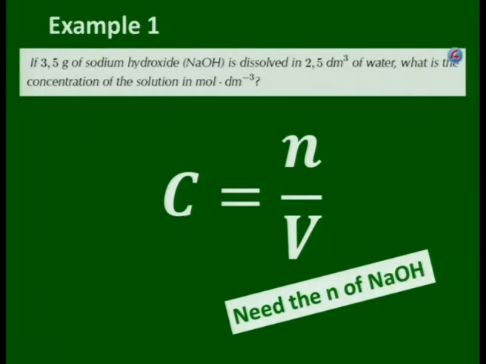So, example 1. If 3.5 grams of sodium hydroxide is dissolved in 2.5 cubic decimeters of water, what is the concentration of the solution in moles per cubic decimeter? Concentration is moles divided by volume, as I just explained in the previous slide. Moles: they give you 3.5 grams of sodium hydroxide, therefore you need to calculate the moles. Volume: 2.5 cubic decimeters of water.